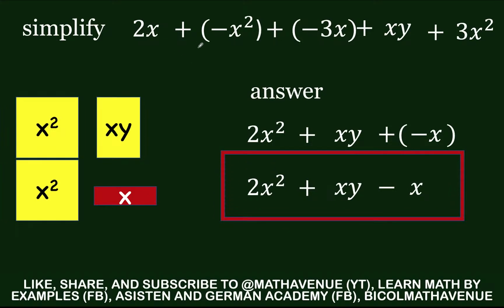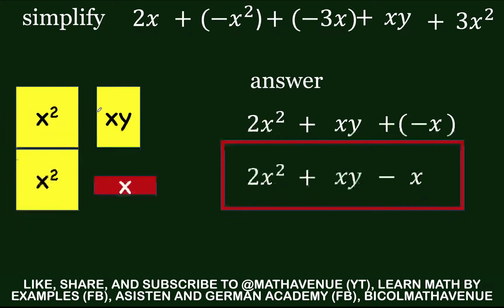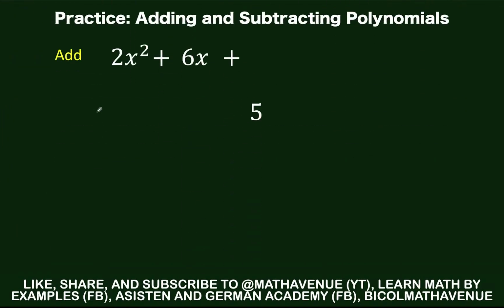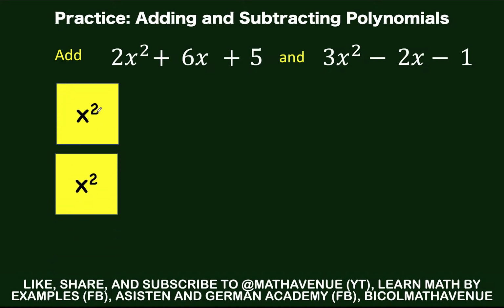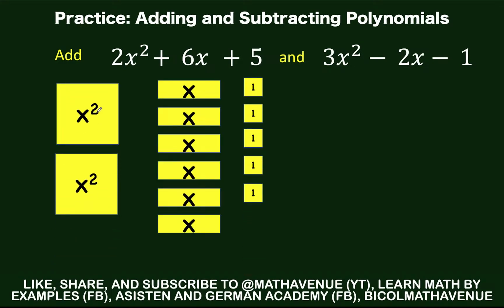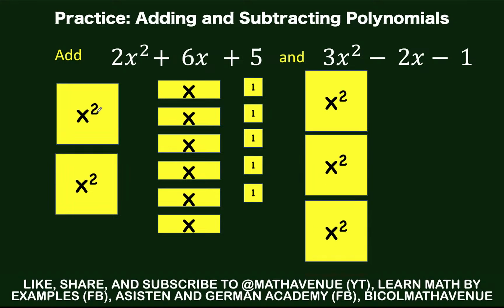So notice now that when you subtract algebraic expressions, it's just a matter of finding all those zero pairs. And since their combined value is 0, then you just remove those zero pairs. Let's have more examples. Add 2x squared plus 6x plus 5 and 3x squared minus 2x minus 1. Let's visualize them. There are 2x squareds, there are 6x's and 5 constants, and this is 3x squared. Now you have here minus 2x, so think of this as negative 2x, so it should be red. And you have minus 1, that should also be red.